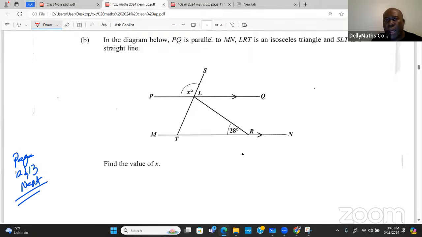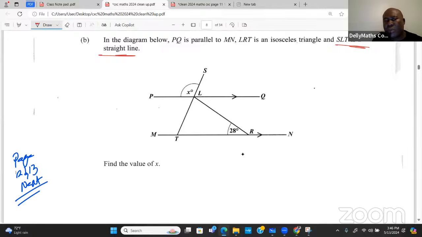We're seeing that LRT is an isosceles triangle, where this is the key thing here. LRT is an isosceles triangle. SLT is a straight line. Where's SLT? So you want to mark those off. SLT is a straight line. All right, good.